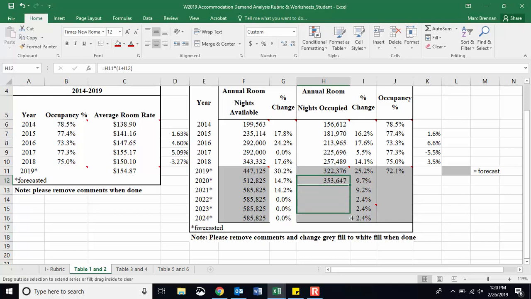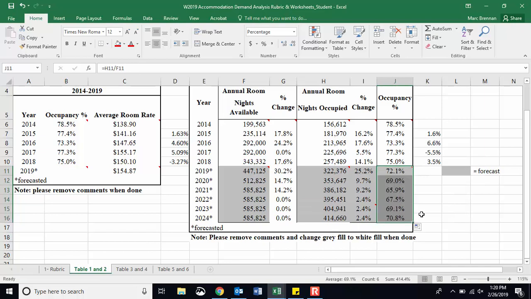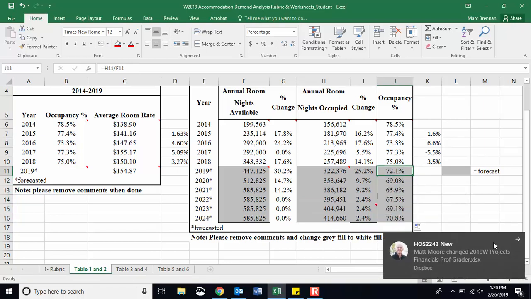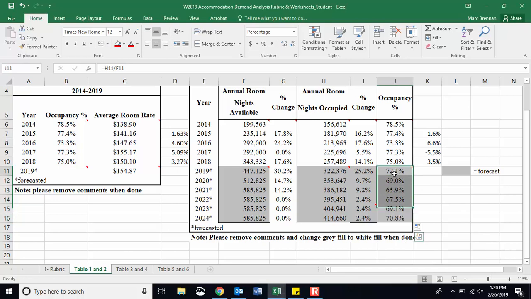There you go. And then if we just keep on going now, we do the same with our occupancy. Look how some of our occupancies, as we saw some in the 50s, some in the 90s, those didn't make as much sense. Now 72.1, 69, 65.9, these are starting to make a bit more sense as to what you might see in an area. And all we've done is take a look at our historical information where every time there was an increase in rooms available, there's also been an increase in room nights occupied. Always. Take a look.